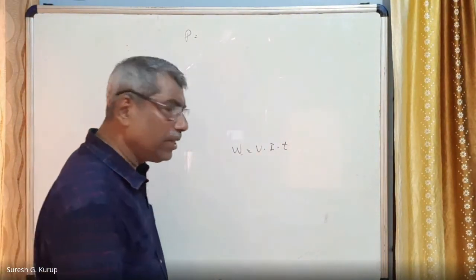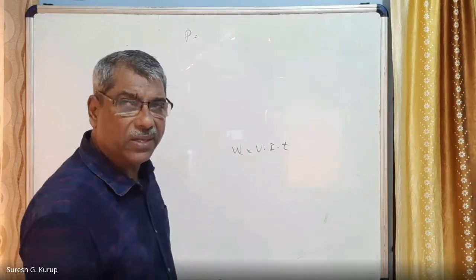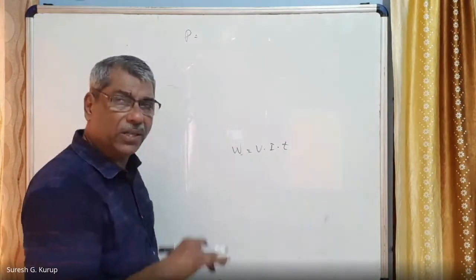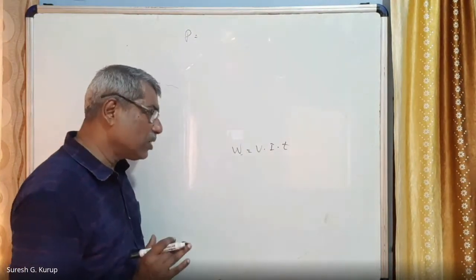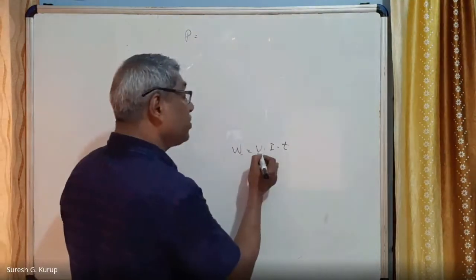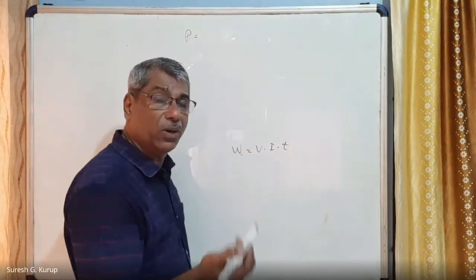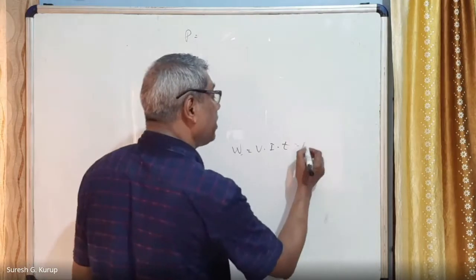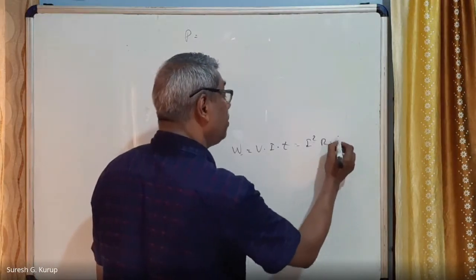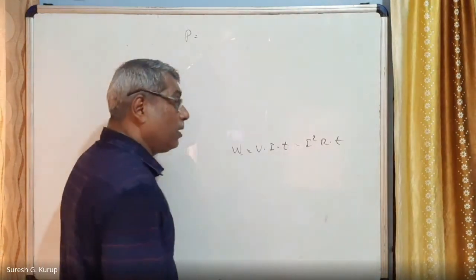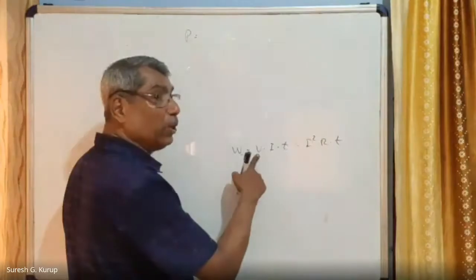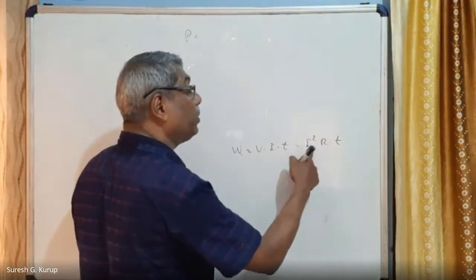This we have already seen quite long ago, when I discussed power. And also V is equal to I into R. Therefore, we can also write I square into R into T. The same thing is equal to I square R into T, because V is equal to I into R, so I into R into I is I square into R into T.